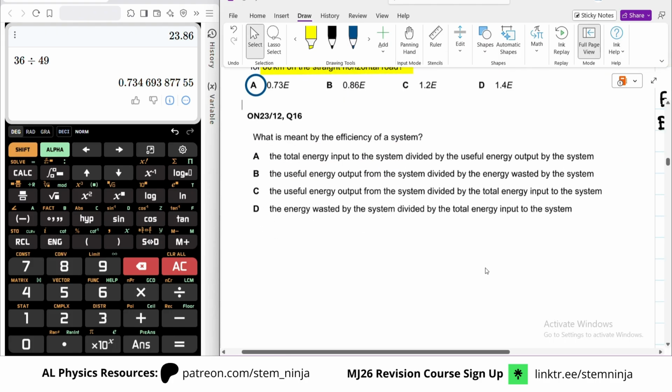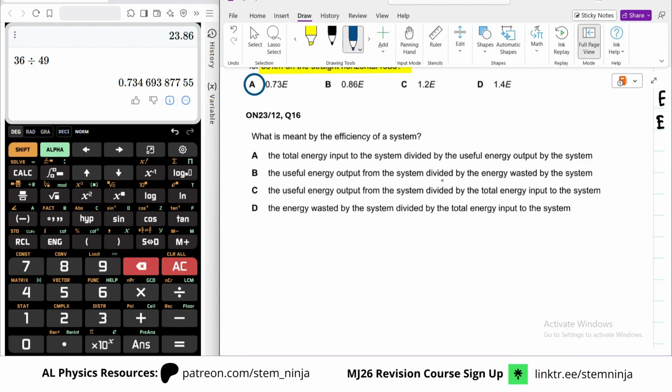What is meant by the efficiency of a system? Useful energy output of the system divided by the total energy input to the system. That's it.